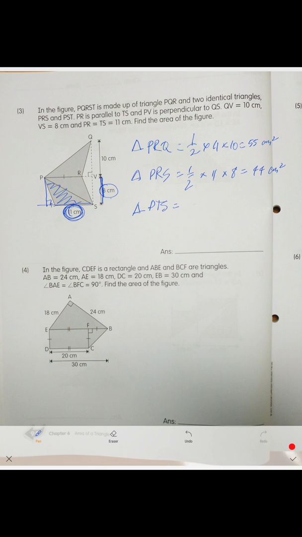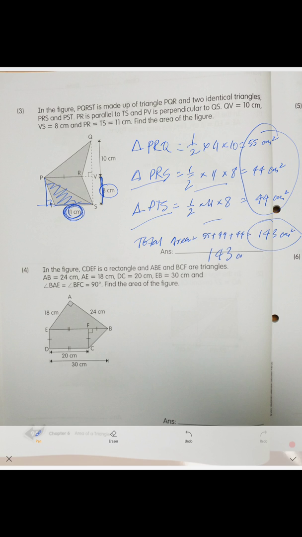So it's the same thing: 1/2 times 11 times 8. You can see that these two triangles are identical. So basically, this is the whole area. The total area is 55 plus 44 plus 44, or 44 times 2, which is 143 square centimeters. That's your answer: 143 square centimeters.